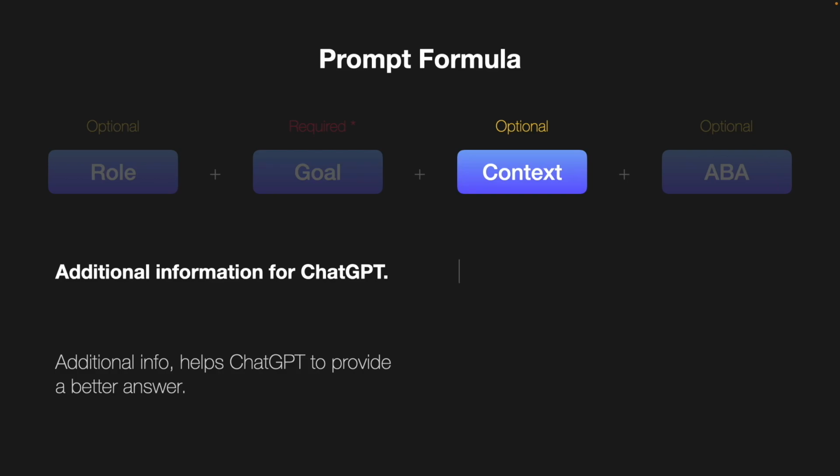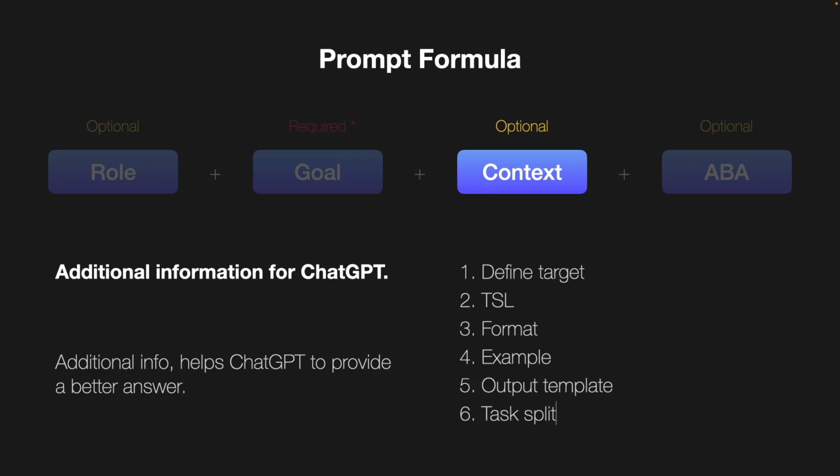So here is the list. The first item on the list is define target, TSL, format, example, output template, and finally we have task split. Now for each of them we will have a separate lecture, but that's the general list for context that you can use for different situations to receive a higher quality answer from ChatGPT. So that was about the list. In the next lesson we will focus and learn more about defining the target.